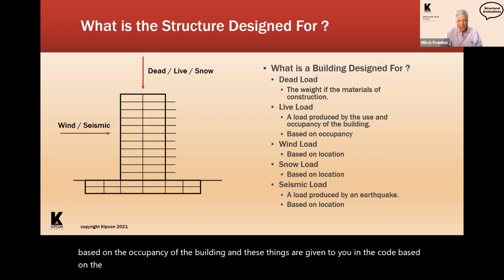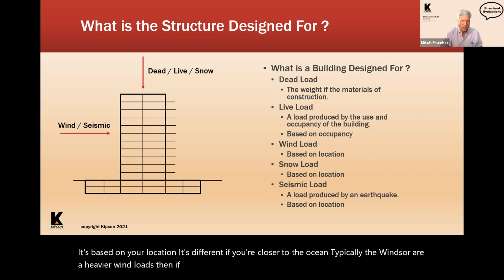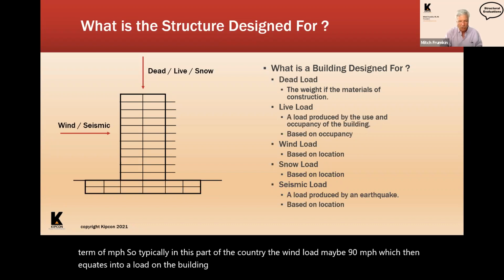The wind load is based on your location. It's different. If you're closer to the ocean, typically the winds are heavier wind loads than if you're not close to the ocean. But the wind load generally starts out in terms of miles per hour. So typically in this part of the country, the wind load may be 90 miles per hour, which then equates into a load on the building of 30 pounds per square foot. So that's how wind load is calculated.